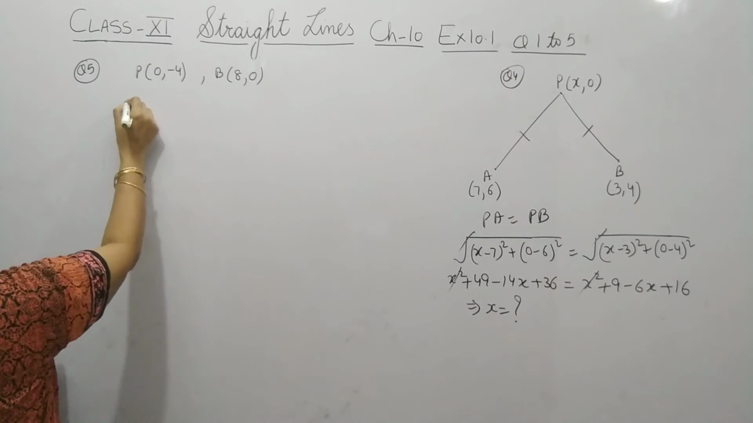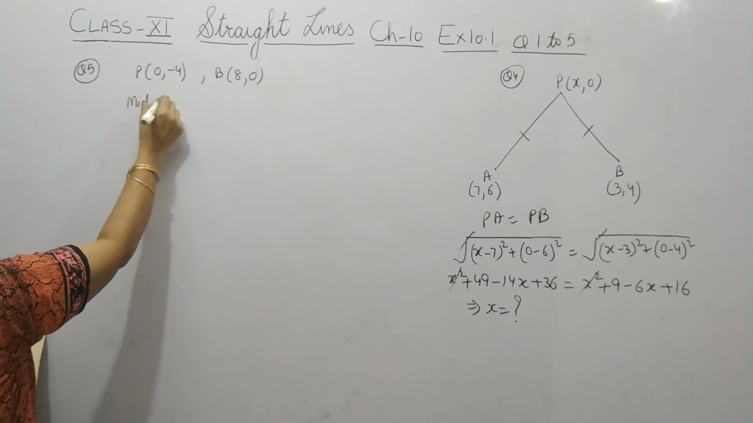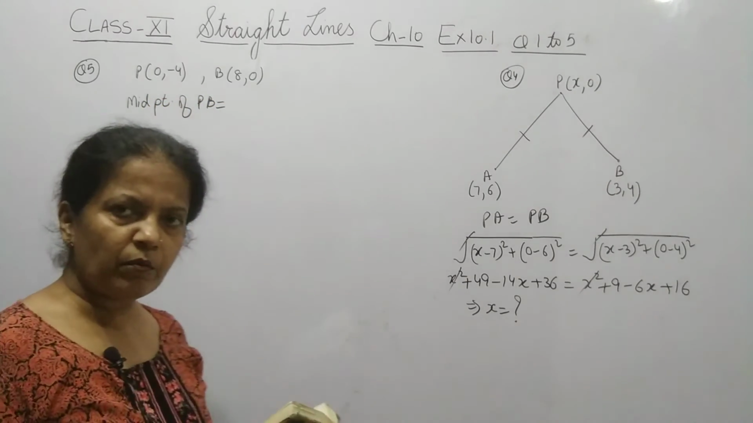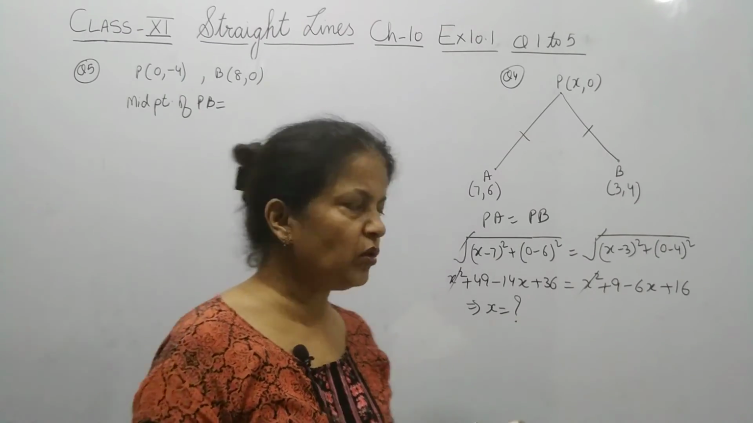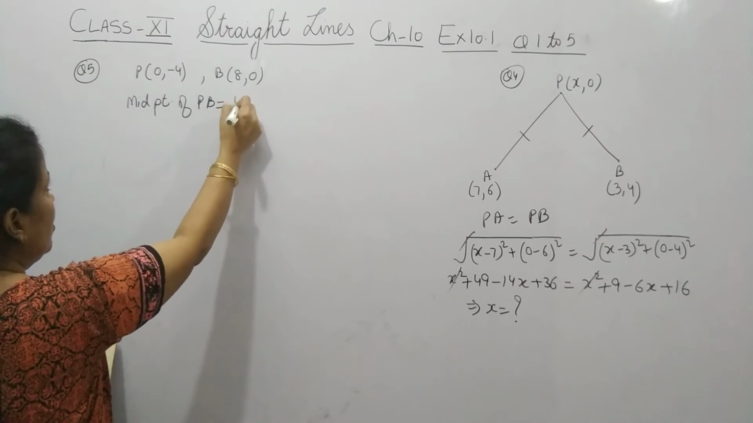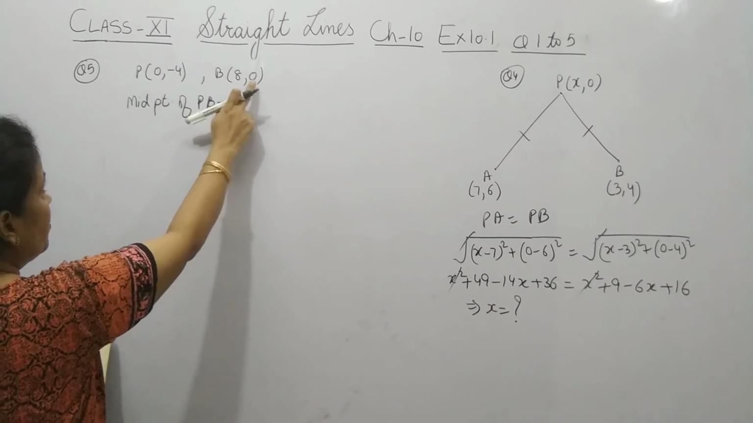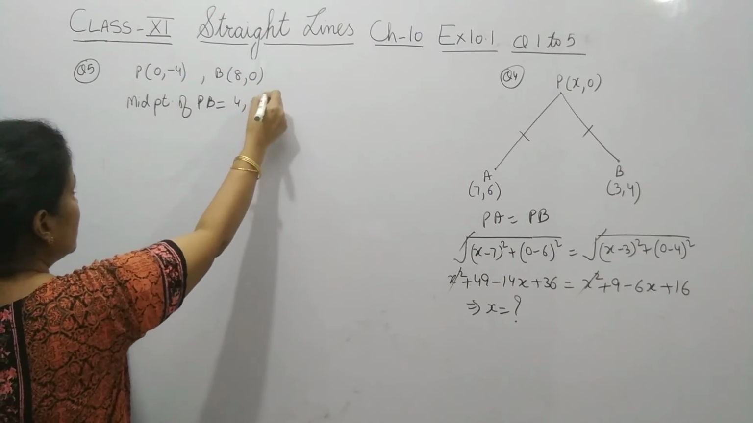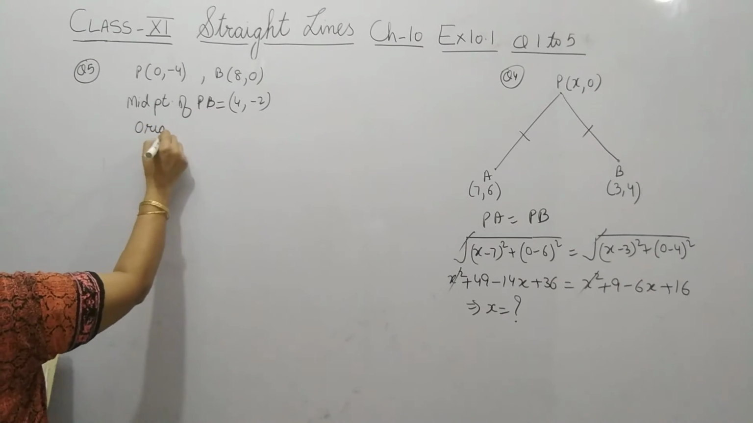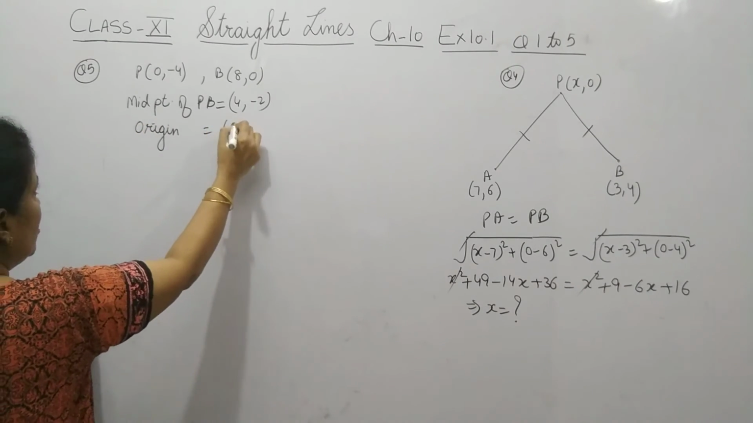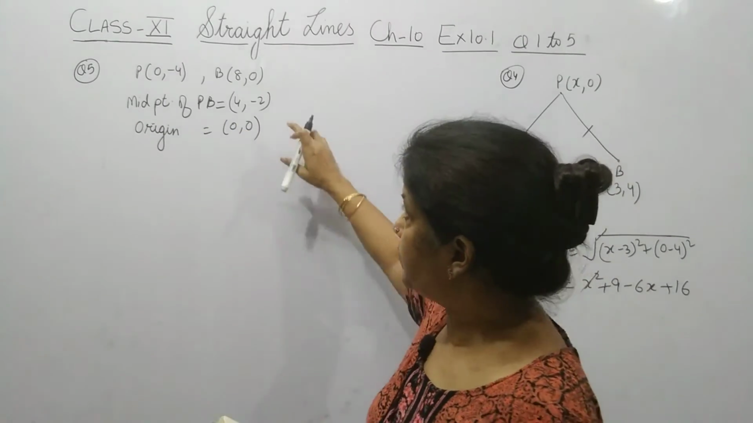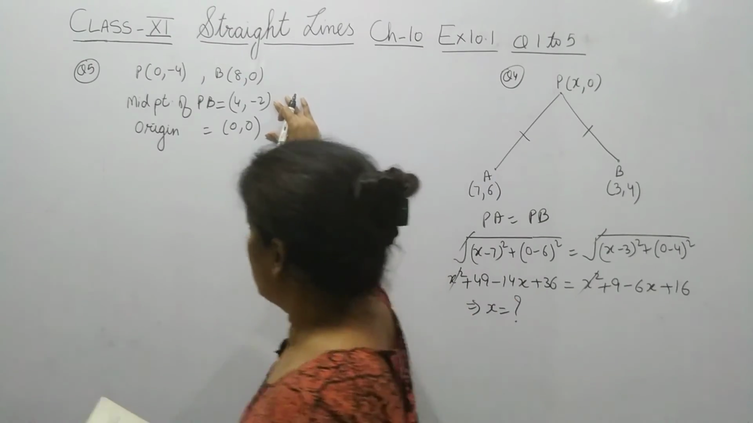So first we will find the midpoint of PB. What is the formula? Midpoint is (x1 plus x2) upon 2. So 0 plus 8 upon 2, so 4, and minus 4 plus 0 upon 2, so minus 2. So this is one coordinate and the origin is (0, 0). Now what is the question? You have to find the slope of a line which passes through these 2 points.